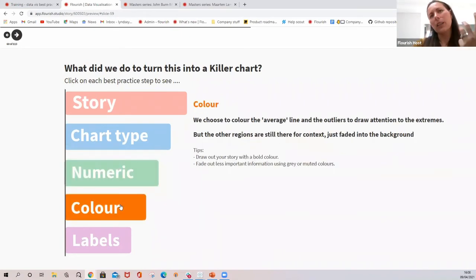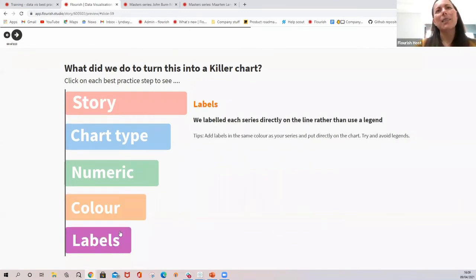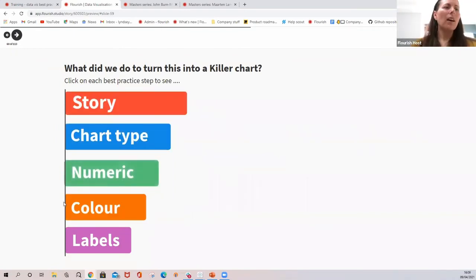We use color to draw out the outliers and the average. And we could do different colors for all of them if we really wanted to. And we labeled all the series directly on the chart, and we had no legend. So just a quick one for the end of line charts, to summarize all those same sorts of things that we're always thinking about and doing, but then in this instance using a slightly different chart type.